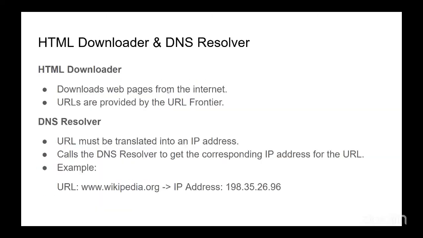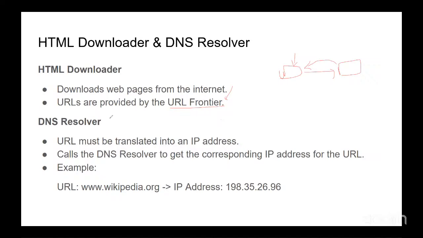The next component is the HTML downloader. The HTML downloader simply downloads web pages from the internet, and the URL frontier has already kept the URLs that need to be downloaded. So it collects the URLs from the URL frontier and then downloads the web pages from the internet. Here you will have your URL frontier component, which has URLs stored in a FIFO queue, and then the HTML downloader gets the URL from the FIFO queue in that order and downloads the web pages.